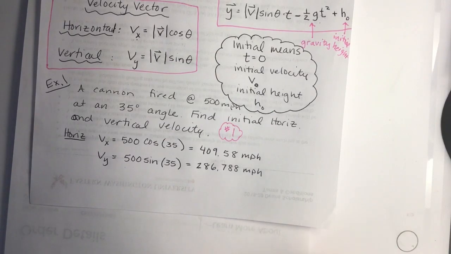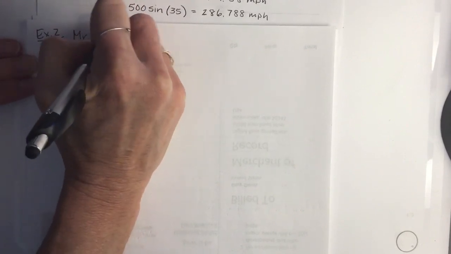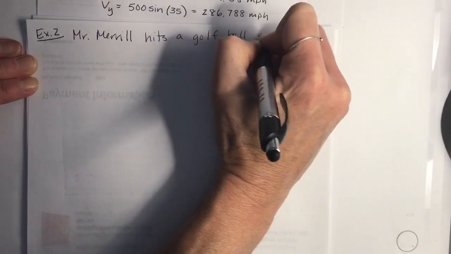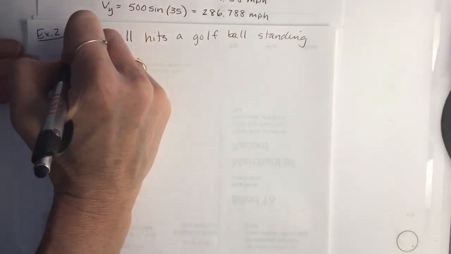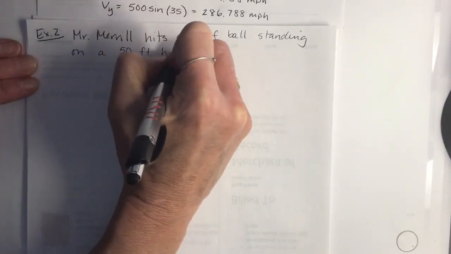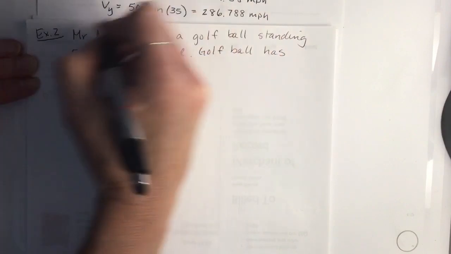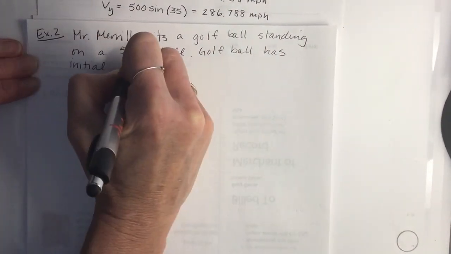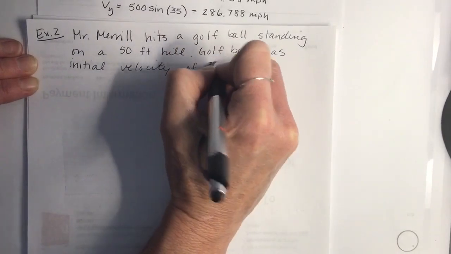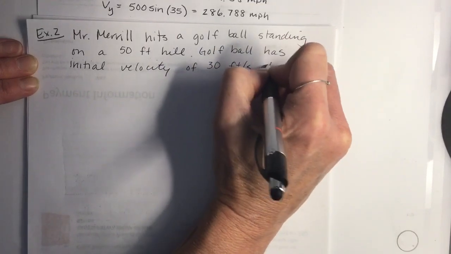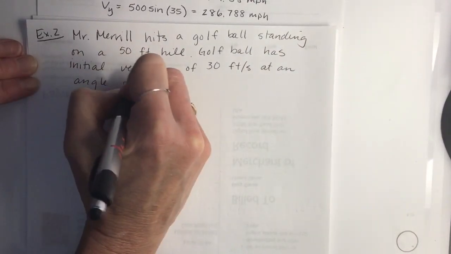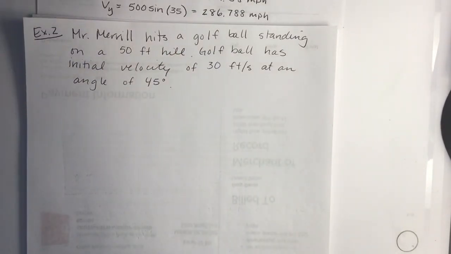Okay, let's do another example that's a little bit more involved. So here we go. Example 2. Mr. Merrill hits a golf ball standing on a 50-foot hill. The golf ball has an initial velocity of 30 feet per second at an angle of 45 degrees. Now they're going to ask us a bunch of questions on this.